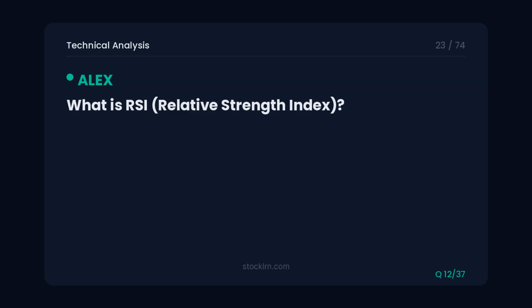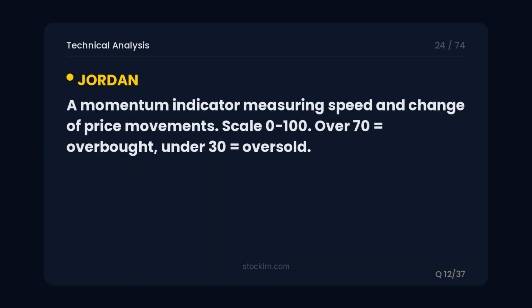What is RSI, Relative Strength Index? A momentum indicator measuring speed and change of price movements. Scale 0-100. Over 70 equals overbought, under 30 equals oversold.